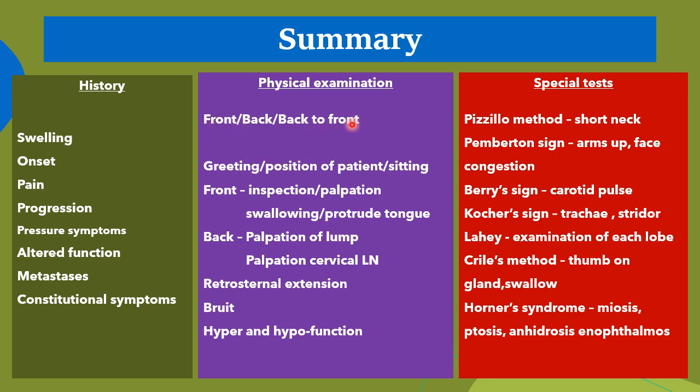Inspection and palpation. Make sure you greet the patient and position the patient, usually sitting. From the front, you inspect, palpate, and check swallowing and protrusion of the tongue, whether it moves on swallowing. Once it moves, that means it's of thyroid origin. If it does not move, it is of non-thyroid origin. From the back, palpate the lump for details, and palpate the 7 levels of cervical lymph nodes. Look for retrosternal extension, systolic bruit, and symptoms and signs of hyper- or hypofunction of the thyroid.